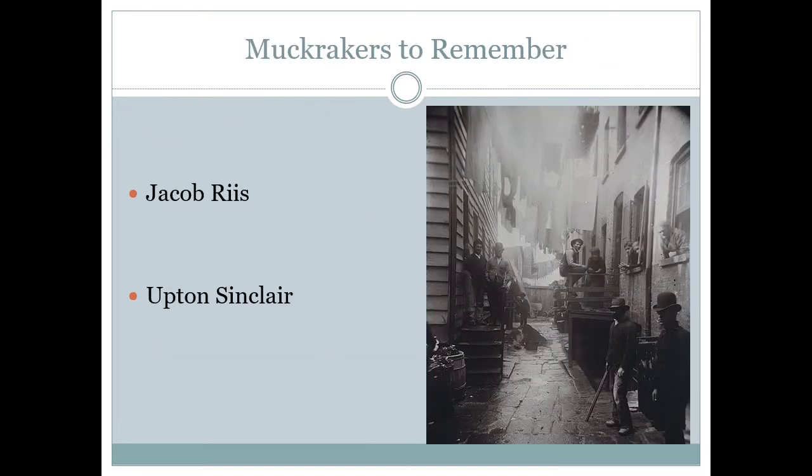There are two muckrakers that I would like you to remember. The first is Jacob Riis. This is a photograph by Jacob Riis. A lot of his muckraking is accompanied with beautiful photographs, in terms of beauty meaning that they're very poignantly taken to demonstrate something. This photograph is actually showing an alley in Chicago. You can see kind of the clothes hanging on the lines between the buildings, and all of these people in the streets, and even some of them hanging out the window, are essentially homeless boys.